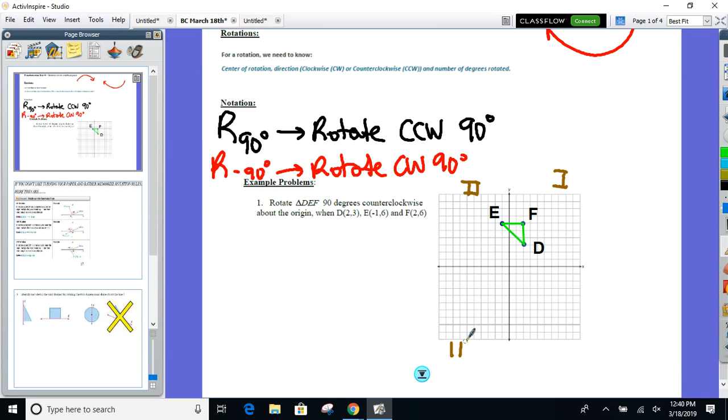All right, let me see if you really know this counterclockwise, clockwise business. Point E, what quadrant will it end up in after I do this rotation? Counterclockwise, so 3. Where are F and D going to end up? 2. Everyone good? Counter versus clockwise. All right, how do I actually move it though?